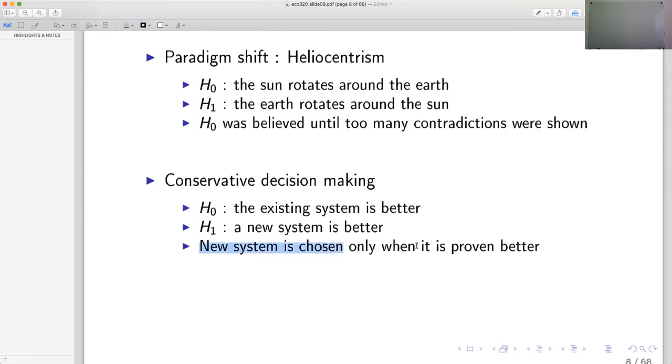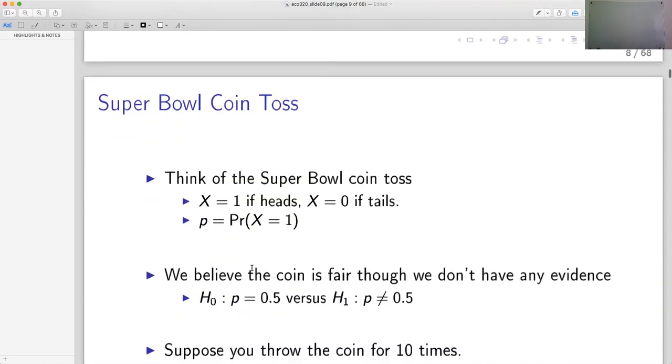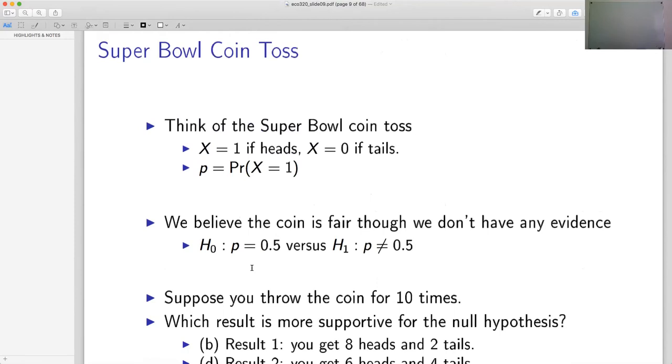So a new system is chosen only when it's proven better, using some kind of data set, right? When you're actually going to work at a company after graduation, they might ask which is better, and whether we should launch a new product or not. We might want to test the product out on some sample customers and say the new product is better than the previous one, and based on that we decide to use the new product. Those kinds of things are actually used in real life.